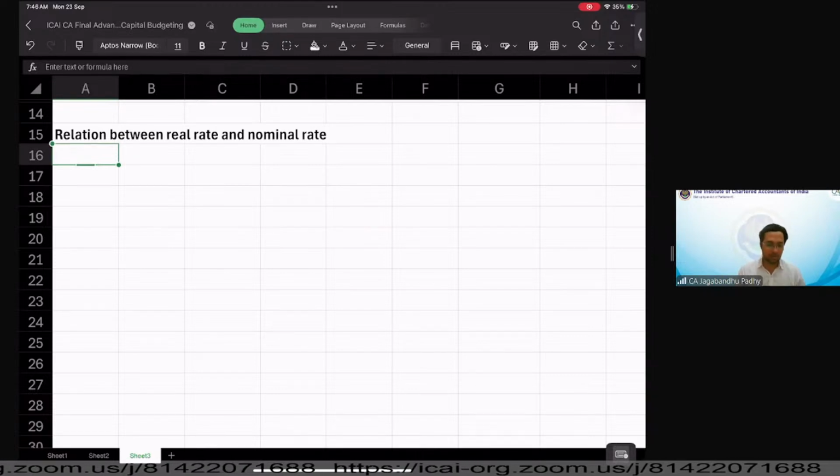How do we get the nominal rate from a real rate? It is quite obvious, sir. A layman would also understand. Nominal rate will be higher due to the impact of inflation, because I need to count inflation also into our calculations.